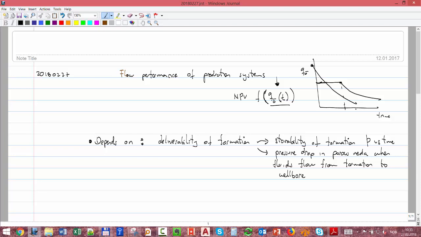Okay. And that falls under the discipline that many of you are taking, reservoir engineering. They are very preoccupied with how much the well can produce, what is the pressure drop from the formation towards the wellbore, and how the pressure, saturation, everything is going to change with time. Okay, so that's one part of the equation.